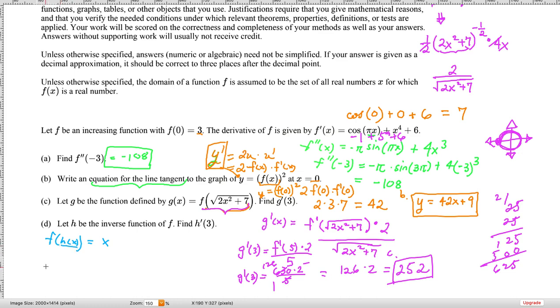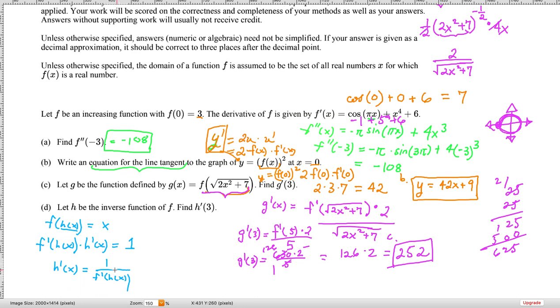Chain rule says you ignore the inside: f prime with h plugged in times the derivative of h has to equal the derivative of x, which is just 1. And then you can solve for h prime of x. And using this formula, which again, you could just memorize or you could derive every time. Now I want to find h prime of 3. So I'm going to get 1 over f prime of h of 3.